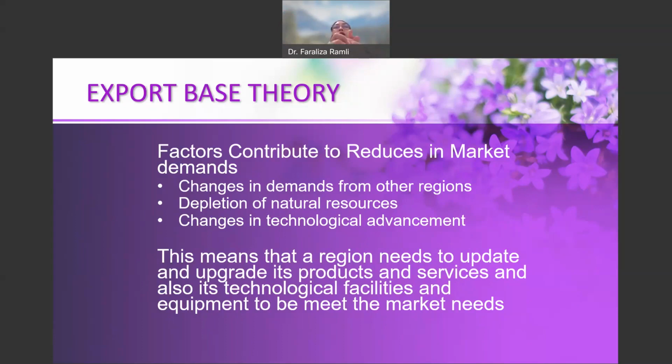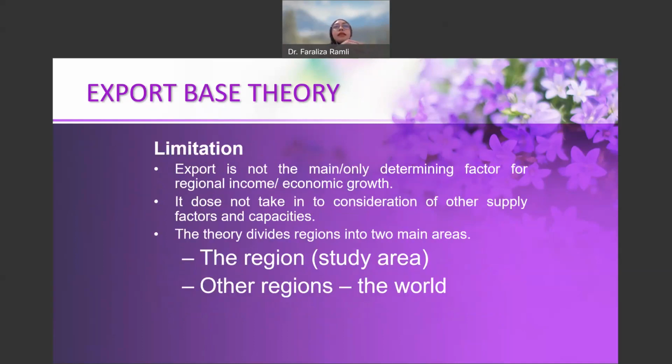Okay, depletion of natural resources, change in technology advancement. Actually, for changing the technology, we have to follow the current situation, not change if you don't need to, but depend on market demands. Okay, this means that a region needs to update and upgrade its products and services, and also its technological facilities and equipment, to be made to suit the market.